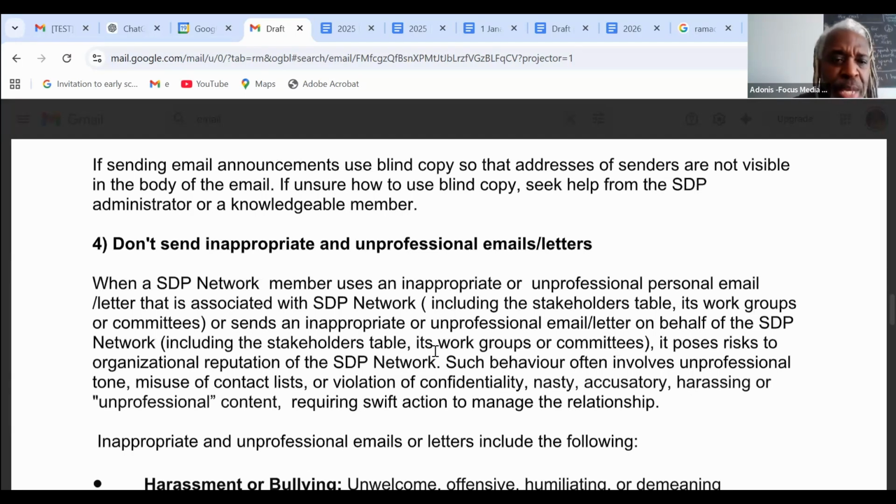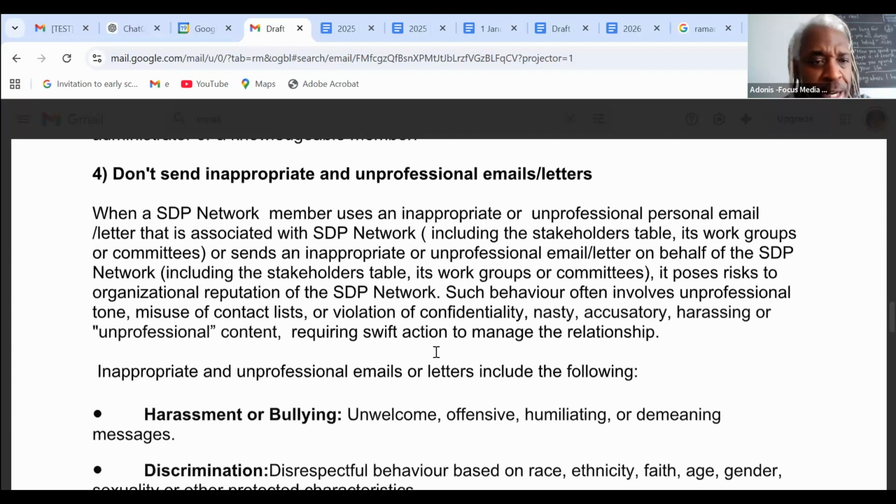Seek help from the SDP administrator or a knowledgeable member. 5, don't send inappropriate or unprofessional emails and letters. This applies when an SDP network member uses a personal email or letter that is associated with the SDP, including the stakeholders tables, work groups, or committees, or sends an inappropriate or unprofessional email or letter on behalf of the network, including stakeholders tables, work groups, and committees.